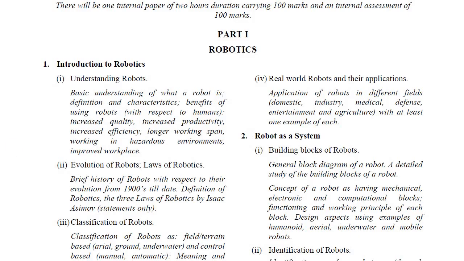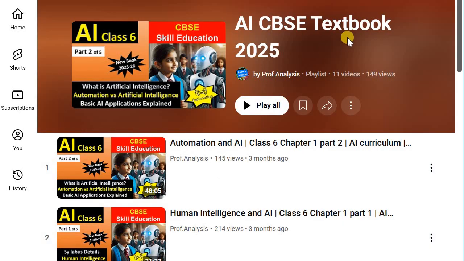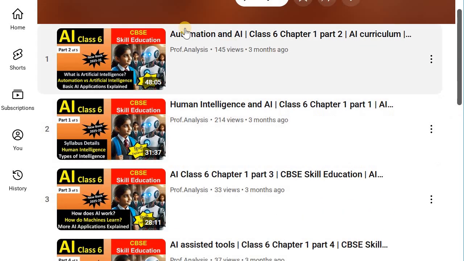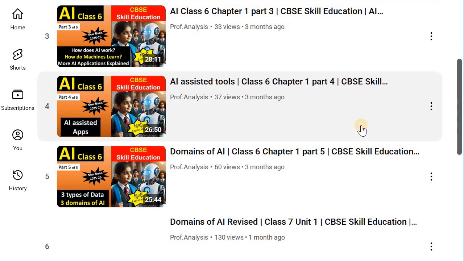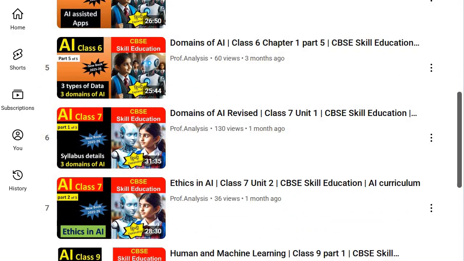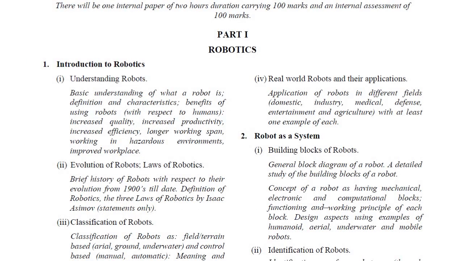Now, before I start, let me show you that I have also got yet another playlist on artificial intelligence, where basically I have covered the CBSE textbook which has been released recently, and here you will also find comparison between automation and artificial intelligence and other related topics. Okay. So, with this let us start.